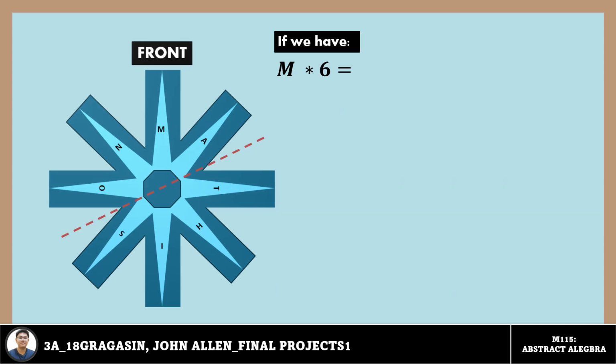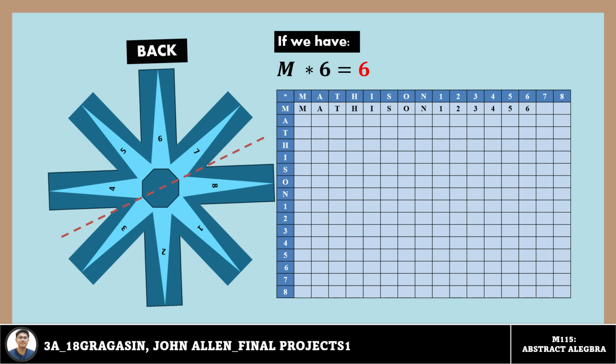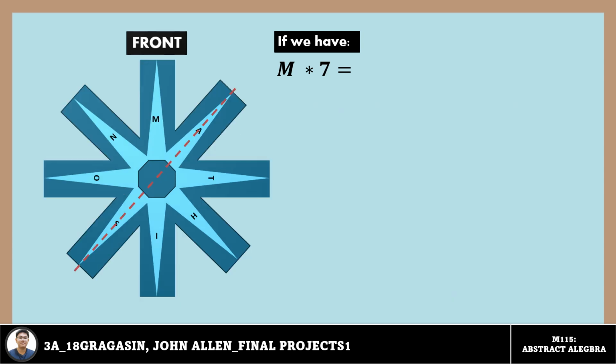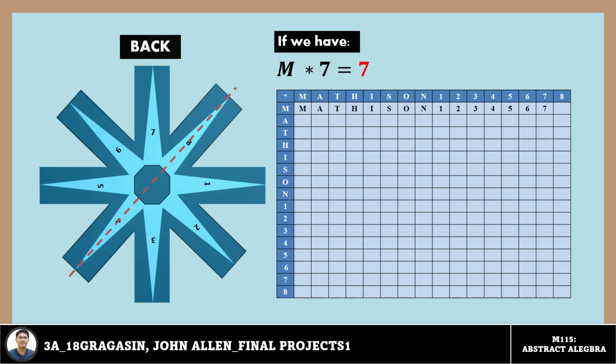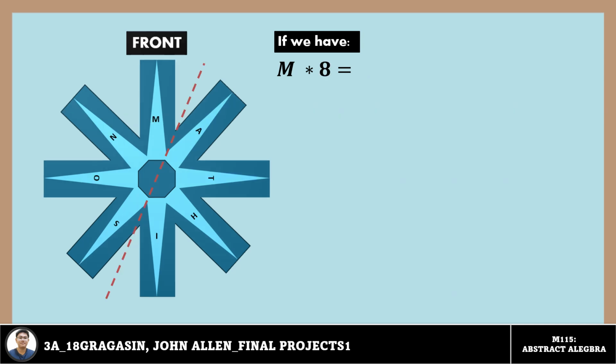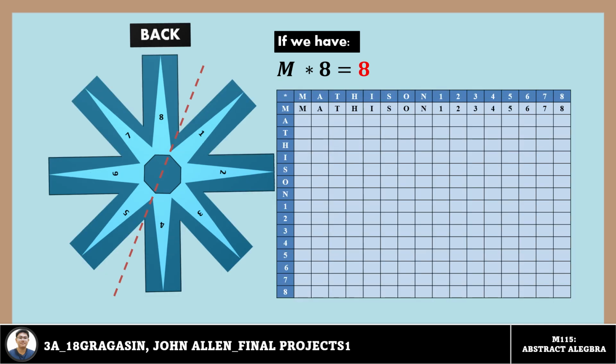Next, if M star 6, do nothing, then we flip it by right diagonal and horizontal axis. Our resulting element would be the element 6. Next, if M star 7 or do nothing, then we flip it about right diagonal. Our resulting element would be the element 7. And for M star 8 or do nothing, then we flip it between right diagonal and vertical axis. Our resulting element would be the element 8.